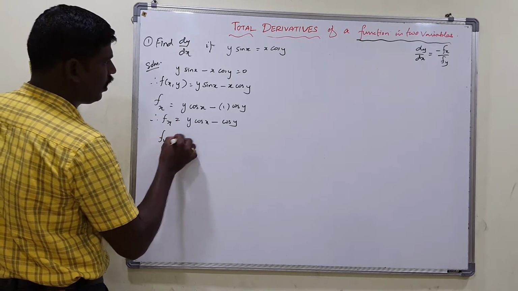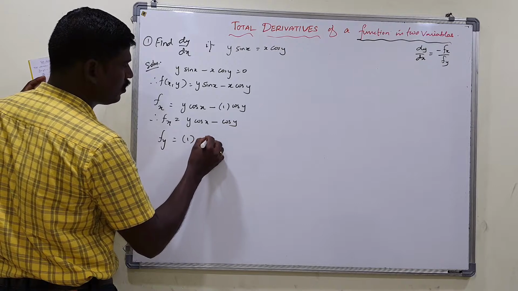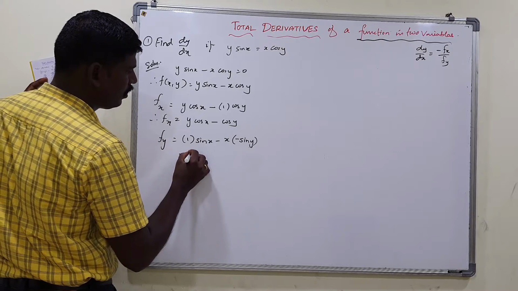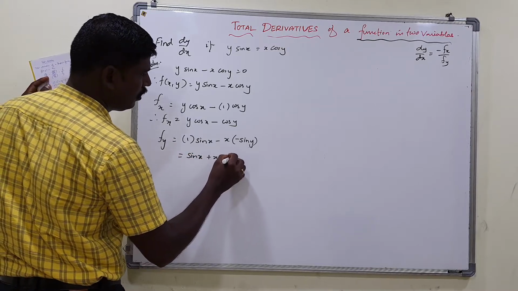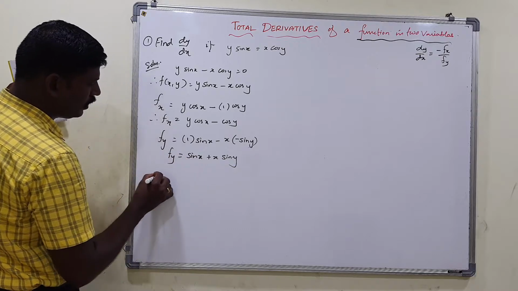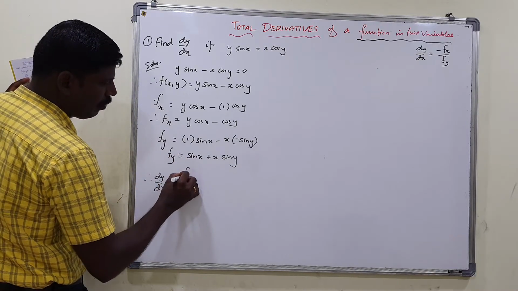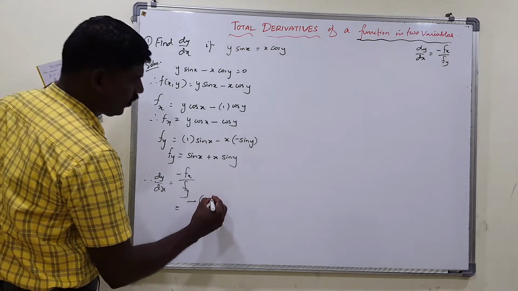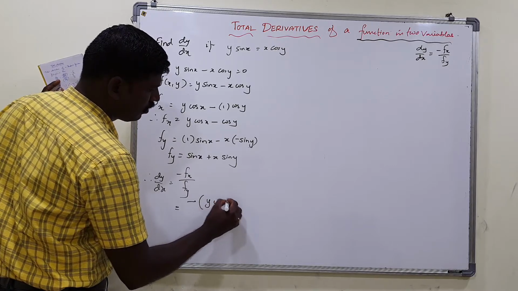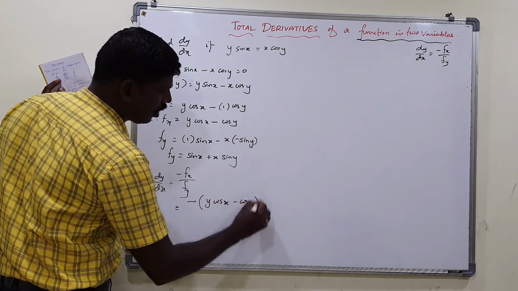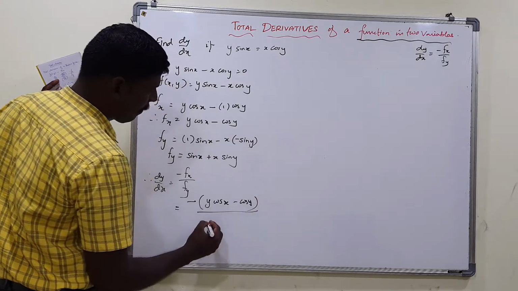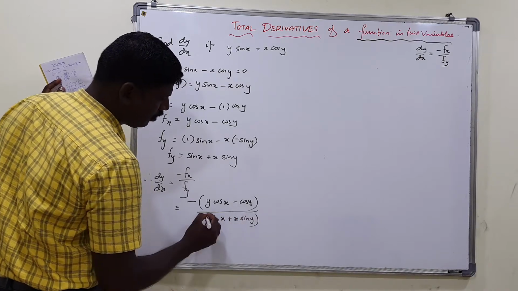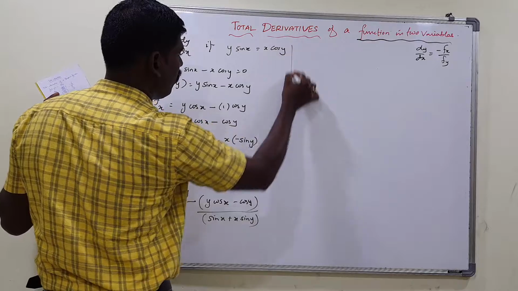Then what is the value of fy? y becomes 1 into sin x minus x into cos y, and cos y becomes minus sin y. This can be written as sin x plus x into sin y. This is the value of fy. Therefore, what is dy by dx? Minus fx by fy, isn't it? So minus fx, fx is y cos x minus cos y, by sin x plus x sin y is the answer. Okay, the second problem.